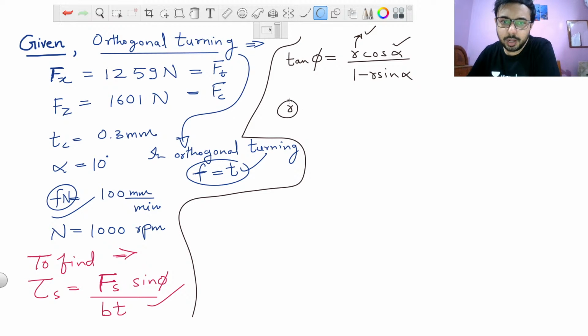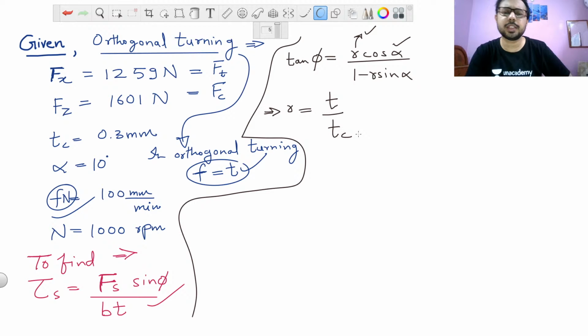So what is r? r is the chip thickness ratio, or the cutting ratio. So r is equal to t by tc, that is uncut chip thickness divided by the chip thickness. The chip thickness is given in the question, and the uncut chip thickness we can make equal to f, because in orthogonal turning this is the relation that is being followed.